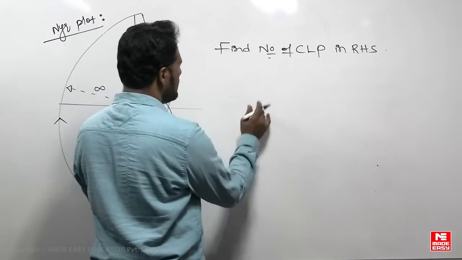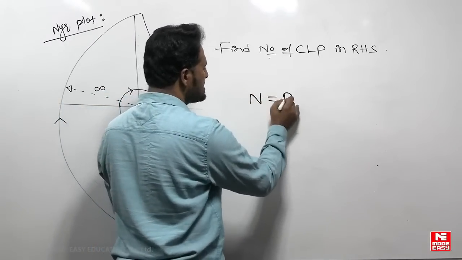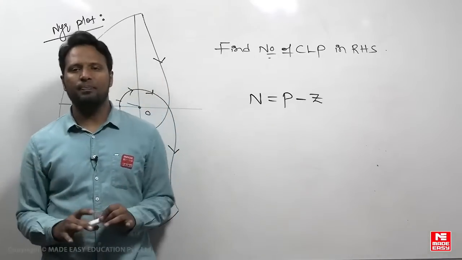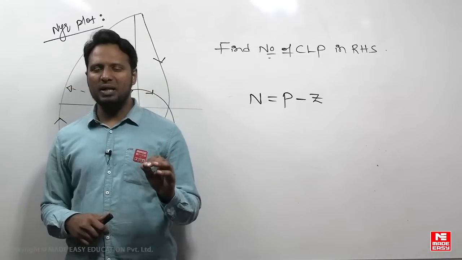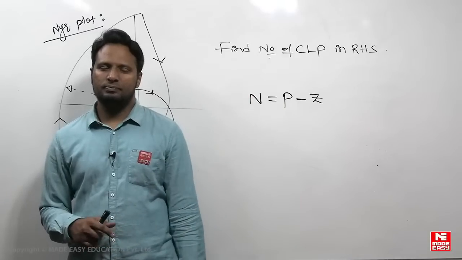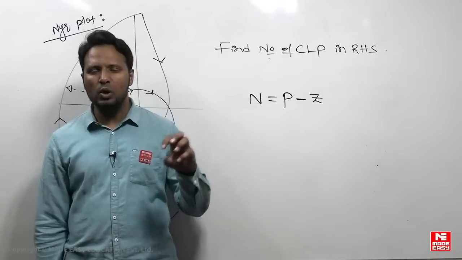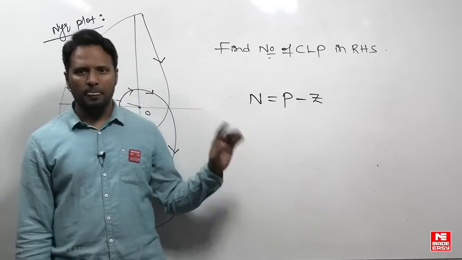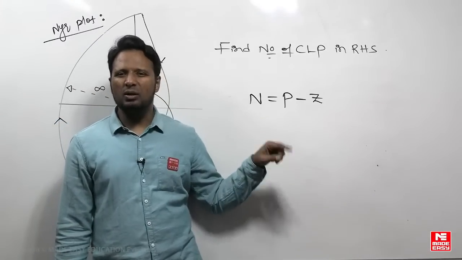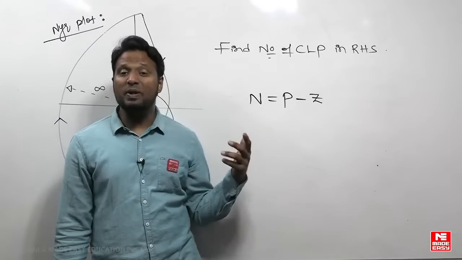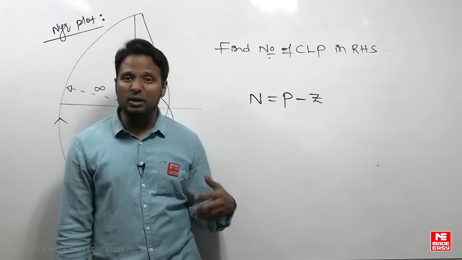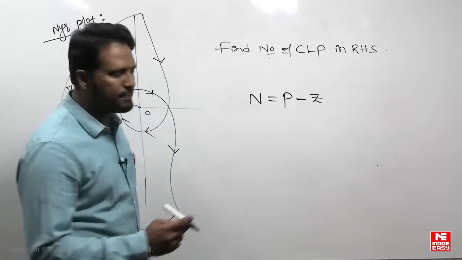Pay attention, please. We know that N is equal to P minus Z. Just one simple formula. Complete Nyquist stability criteria is confined to this one. N is equal to P minus Z. Pura Nyquist criteria ka jo conclusion hai na, wo yahi hai. What is P and what is Z depends on you are determining N with respect to what? P or Z kya hai? Wo depend karega ki aap N kiske respect mein define kar rahe hain.